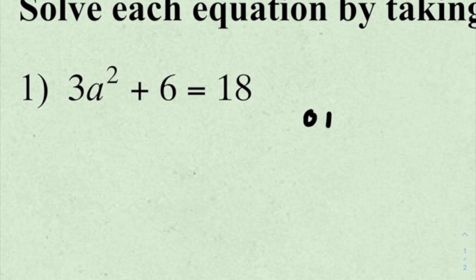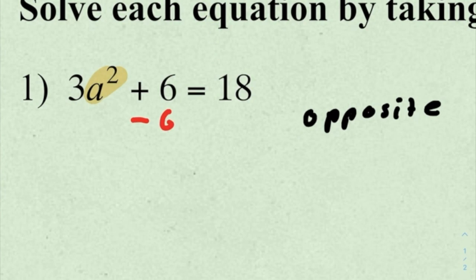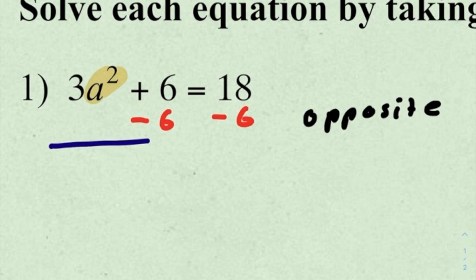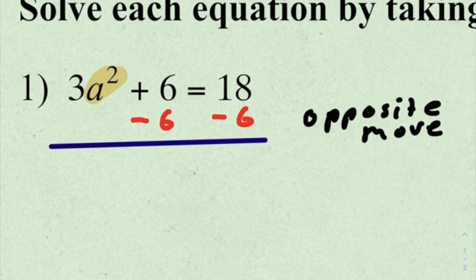So our first step will be the opposite move. We're trying to get the squared variable, which is over here, by itself. So the first step should be to isolate it by taking the negative 6, moving it to the other side. Whatever we do to one side, we have to do to the other side. So we're doing what we call the opposite move. Okay. And now we're bringing things down. So we will have 3a squared equals 18 minus 6 is 12.